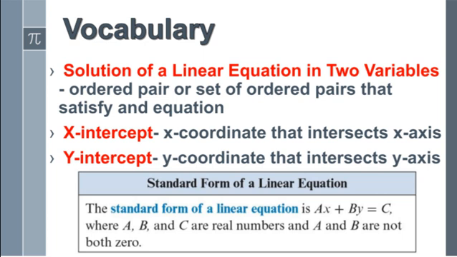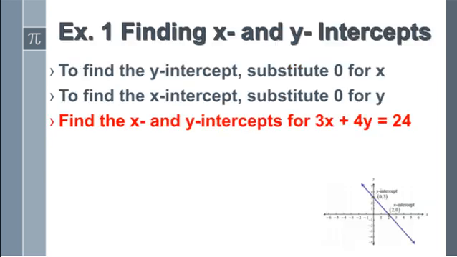And in order to find the intercepts, we need to make sure that we put our equation in standard form. And standard form of a linear equation is ax plus by equals c, where a, b, and c are real numbers, and a and b cannot be 0. So let's take a look at an example.